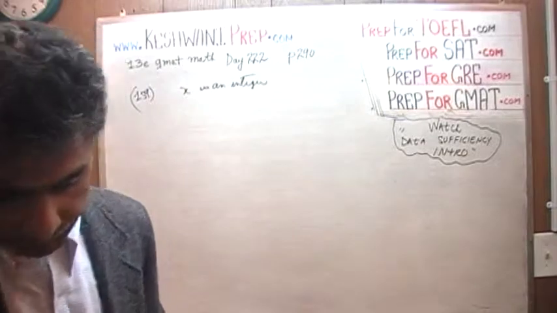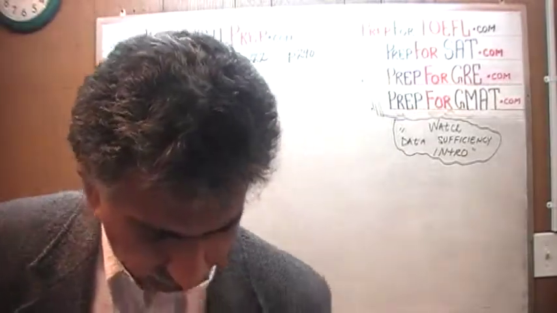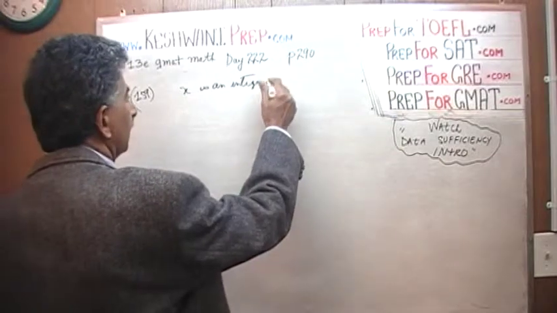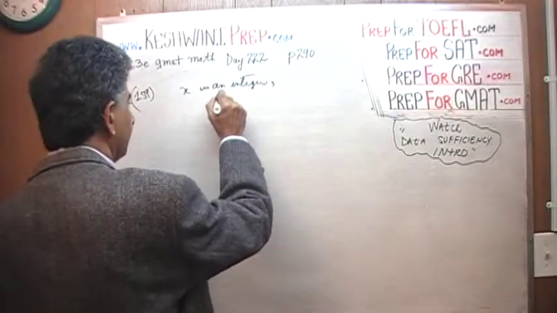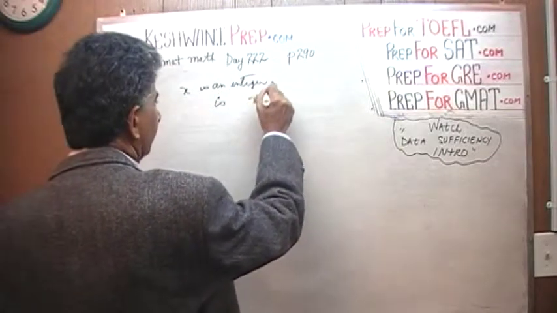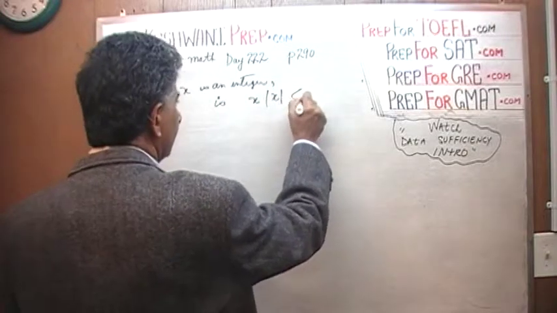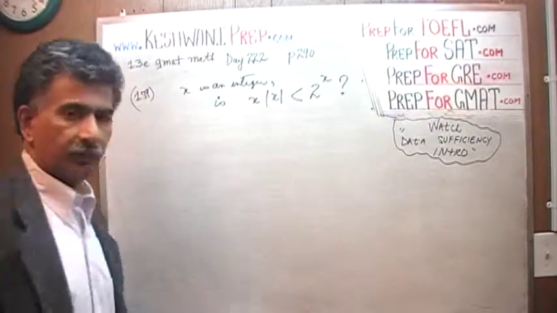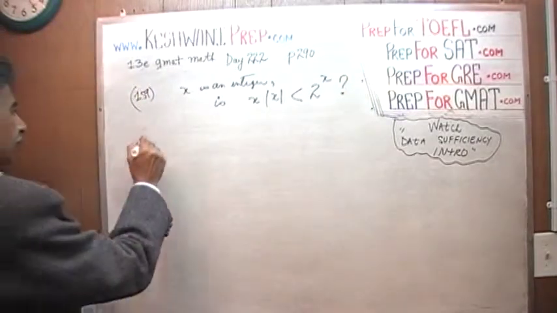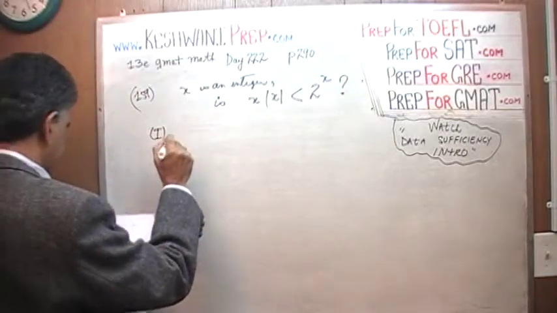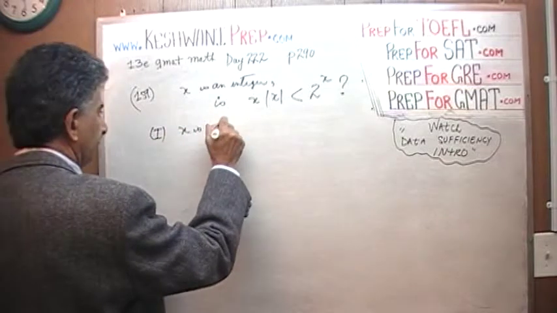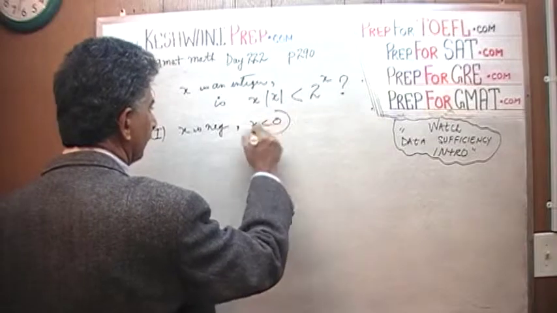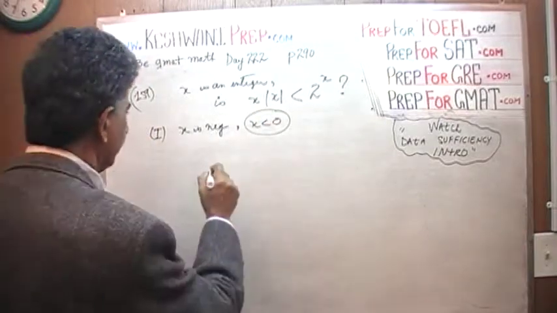Problem number 159. In the first column, we are told that x is an integer. The question simply is, is x times the absolute value of x less than 2 raised to x? Very interesting question here. Let's see what they tell us. In the first statement, they tell us that x is negative. We are told that x is less than 0. Well, let's see what we can do with it.